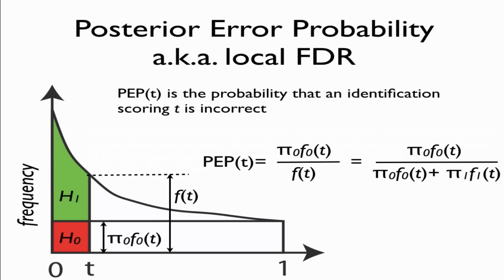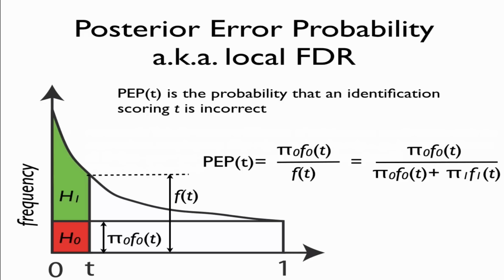So lastly, I would like to introduce you to yet another concept, and that's the posterior error probability, which is also known sometimes as local FDR. And the posterior probability is the probability that a particular identification with a certain score is incorrect. So that will be the case generated under the null hypothesis, that is. So this is an analog to the q-value itself, or the false discovery rate itself.